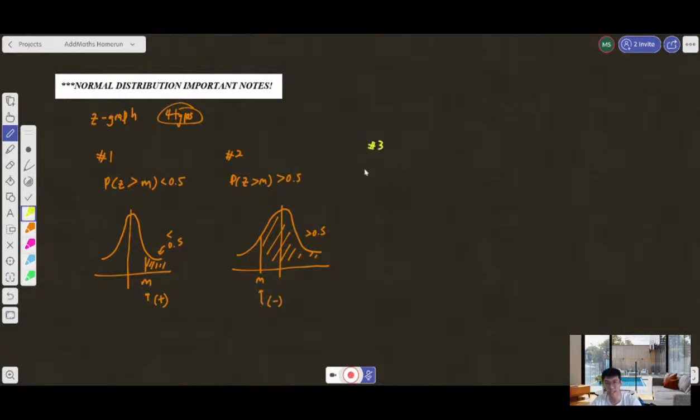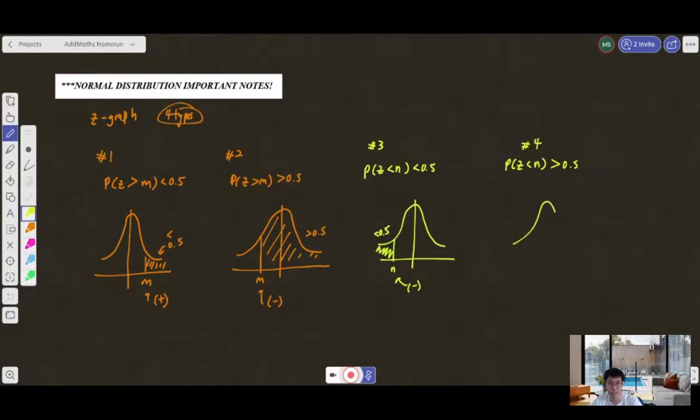The third one is P(Z < n), less than 0.5. Less than n means that it's here, kurang dari sini, and this area is less than 0.5. So this n is negative. But if less than n and more than 0.5, situation 4, your area will go until the right side here. Then this is your n, and n will be positive because your area is more than 0.5. So you need to know how to look at these four different types of graph before you start normal distribution.